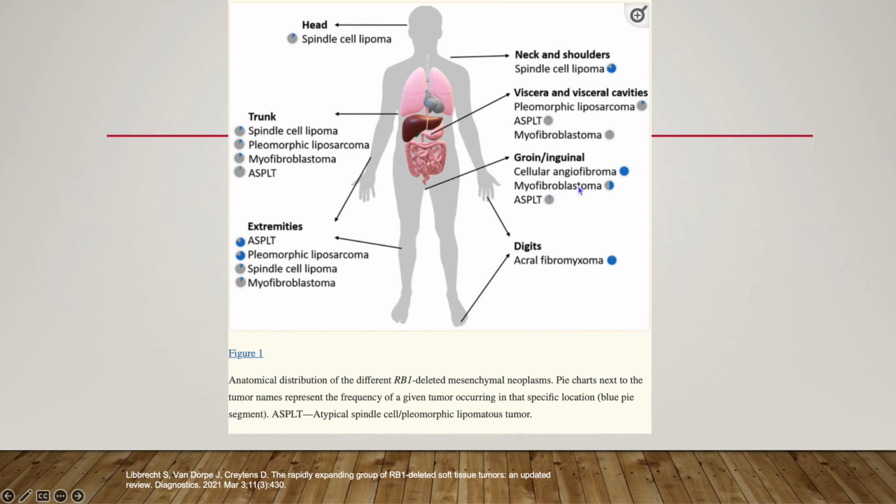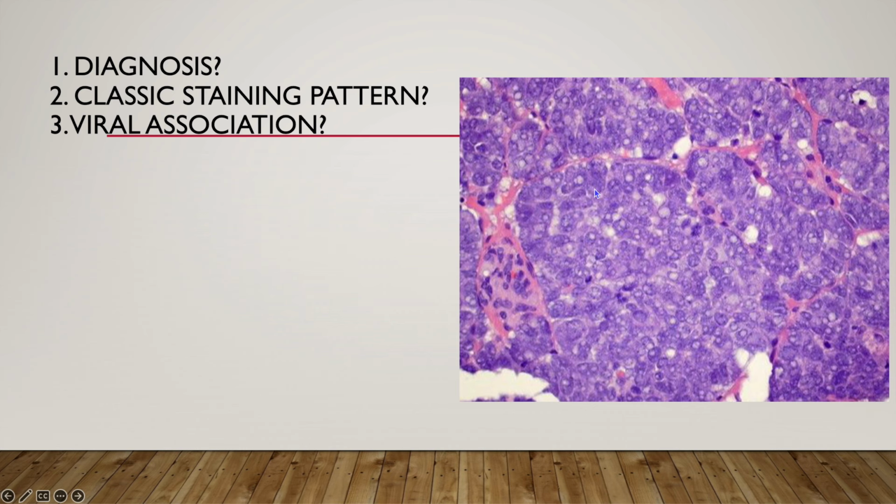So here we see basaloid cells with salt and pepper chromatin. There's nuclear molding, and it kind of looks powdery. Not on this section, but you can have abundant mitoses and necrosis. So what's the diagnosis? What's the classic staining pattern? What's the viral association? Yes, this is Merkel cell carcinoma.